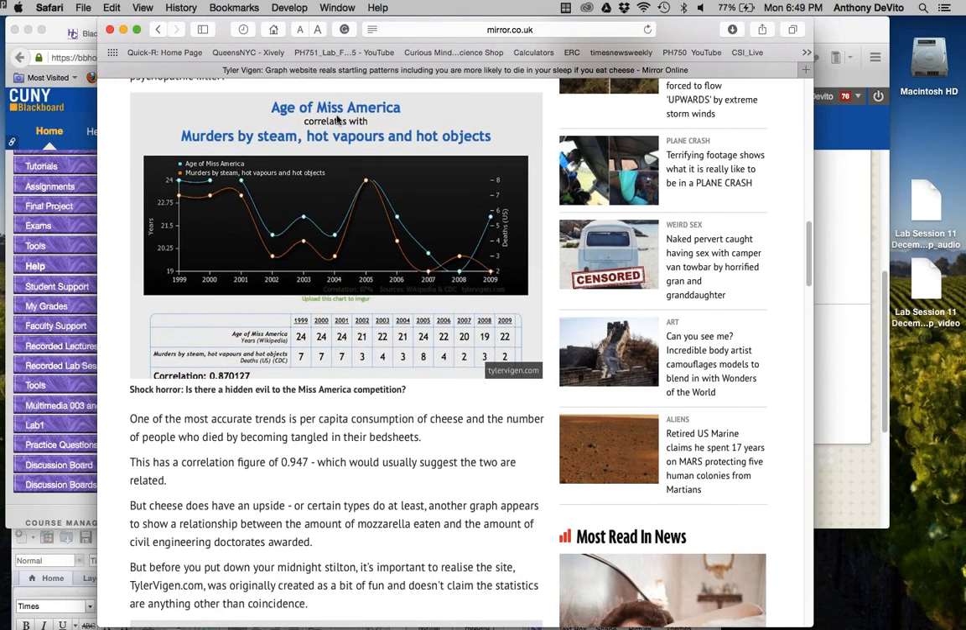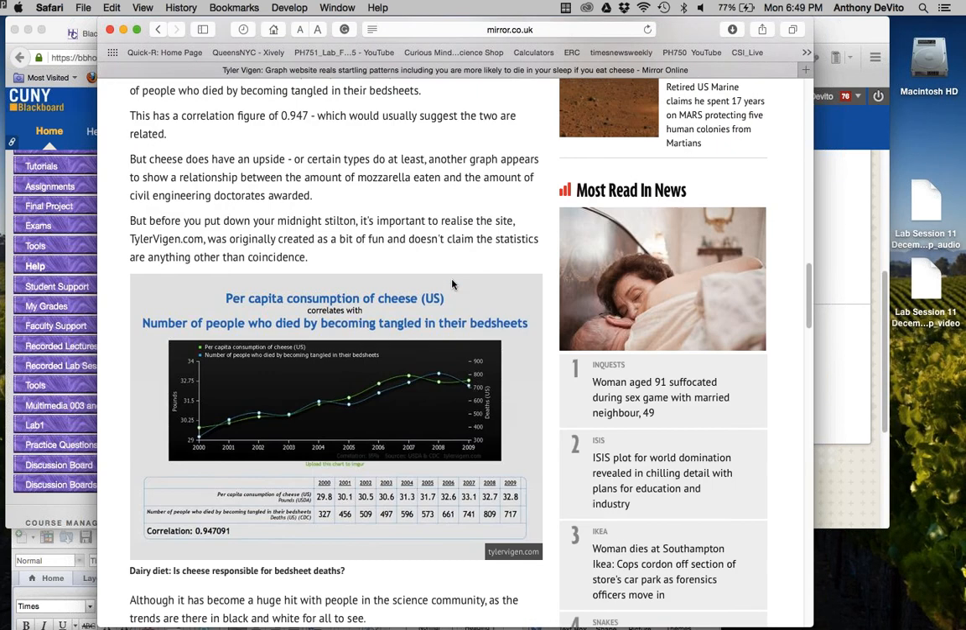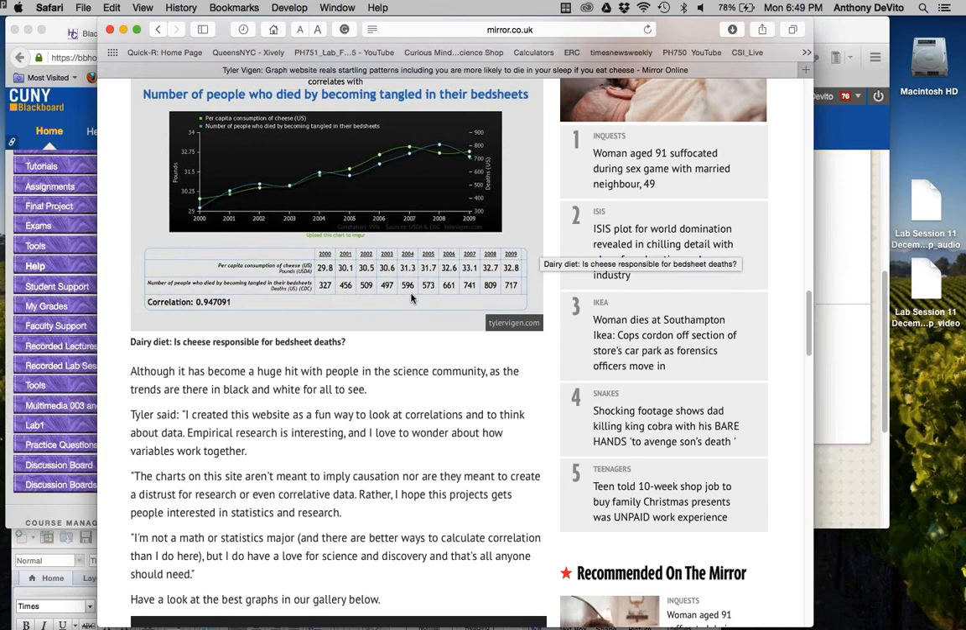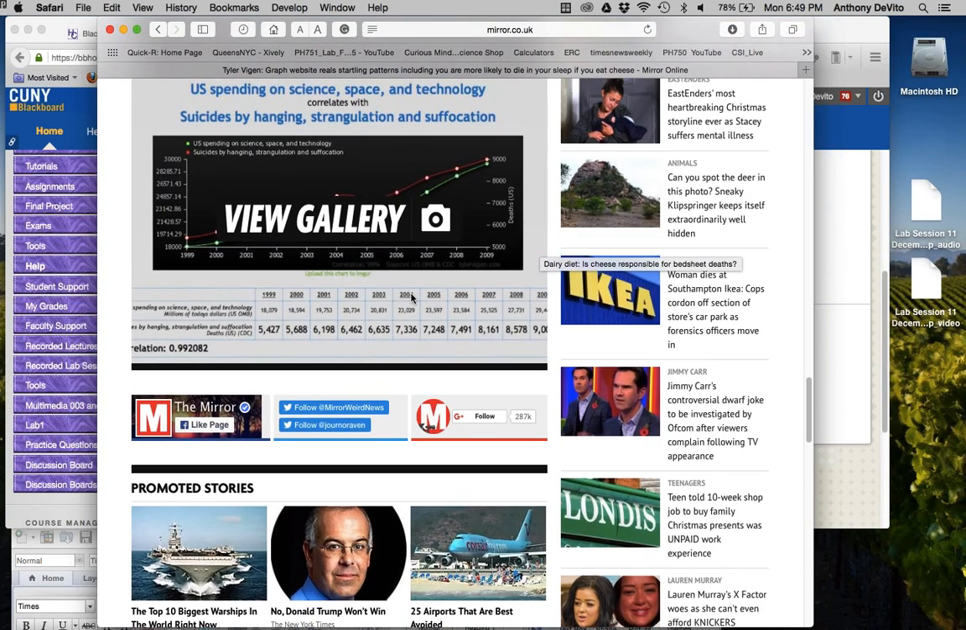The age of Miss America in any given year correlates. Look how closely it is associated with murders by steam, hot vapors, and hot objects. Right? Per capita consumption of cheese and the number of people who died by becoming tangled in their bed sheets. These are real numbers. Obviously, one doesn't cause the other, but there's an association between the two of them.